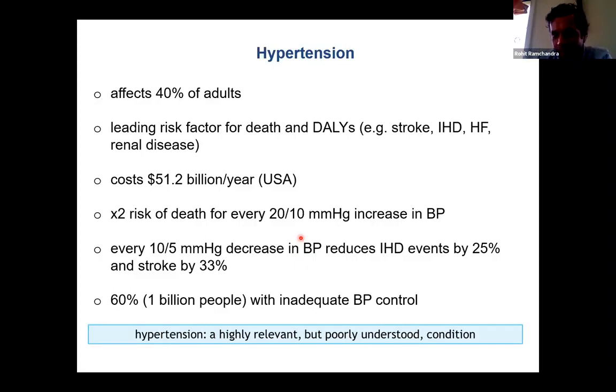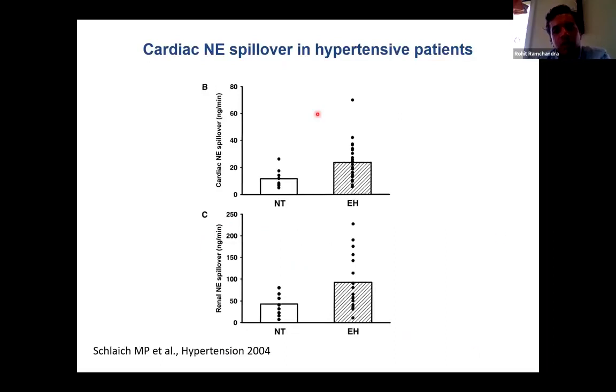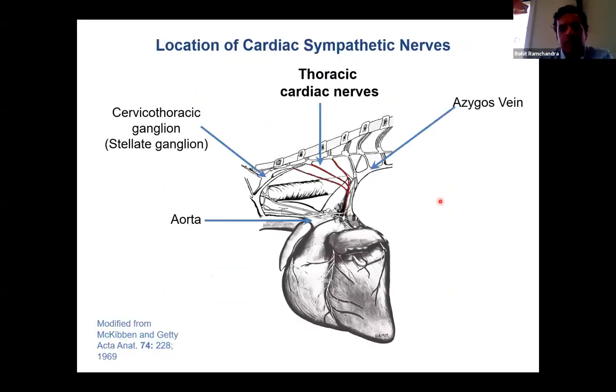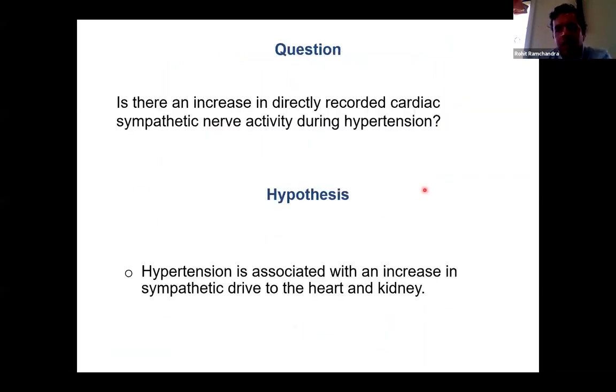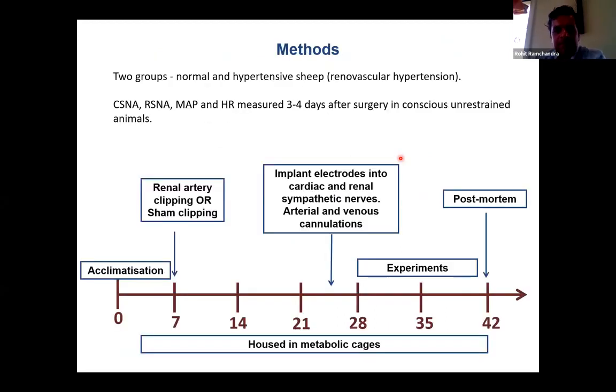Why do a lot of these patients get hypertension? One of the things we're really interested in is whether there is an increase in sympathetic drive going to various organs. We know that in humans, if we indirectly estimate cardiac sympathetic drive using the spillover technique, there's a large increase in spillover. One of the first studies we did was to try and directly record from sympathetic nerves going to the heart, to ask whether there is an increase in directly recorded cardiac sympathetic nerve activity during hypertension. And of course, the hypothesis is that we would see an increase.